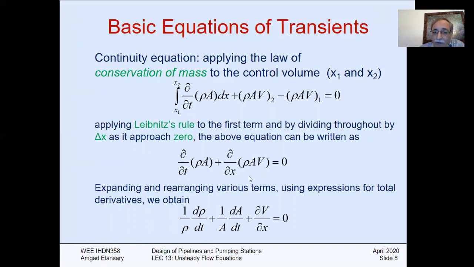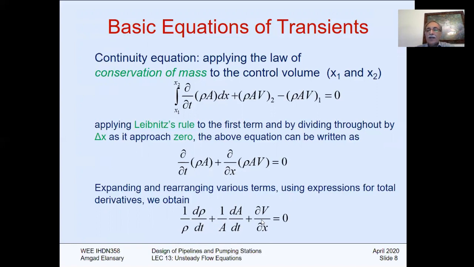If you divide the whole equation by rho A, you will find this formula. The first term and second term come from expanding and rearranging, where we have partial rho A by partial t. We have the continuity equation in this form: 1 over rho d rho by dt, plus 1 over A dA by dt, plus partial v by partial x.